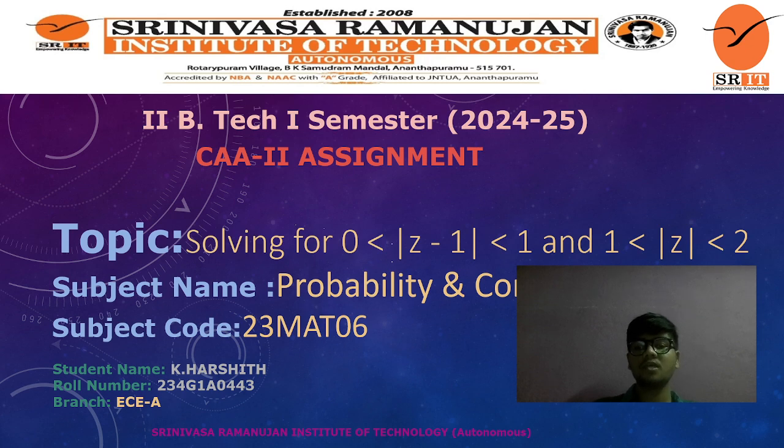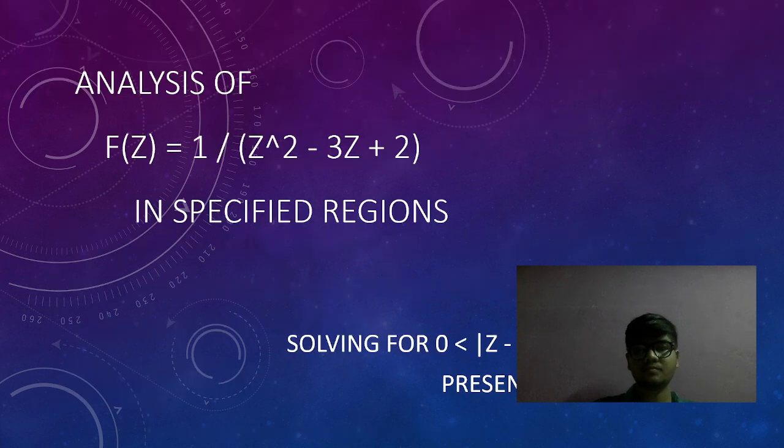Today's topic is solving for 0 < |z-1| < 1 and 1 < |z| < 2. My roll number is 234G1A0443, 2nd ECE A. Analysis of f(z) = 1/(z^2 - 3z + 2) in specified regions, solving for 0 < |z-1| < 1 and 1 < |z| < 2.